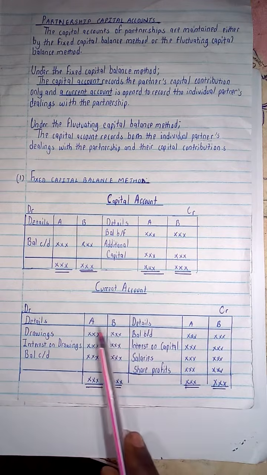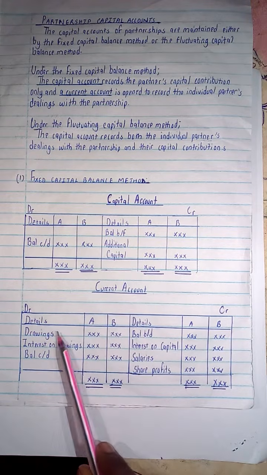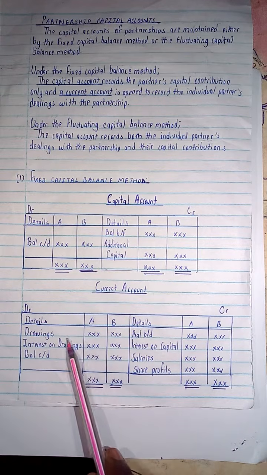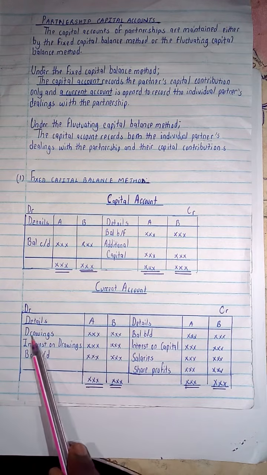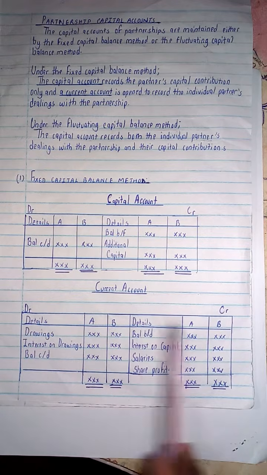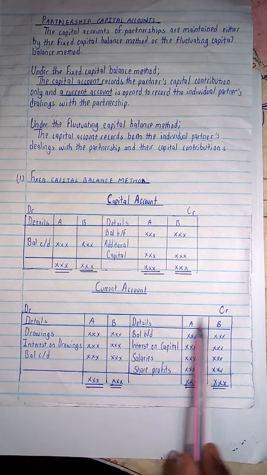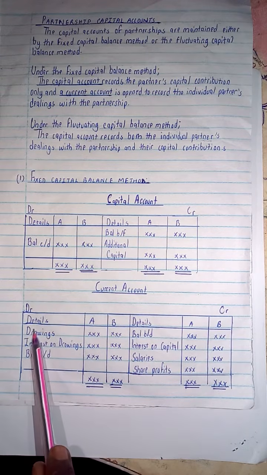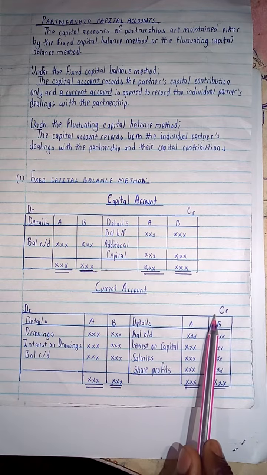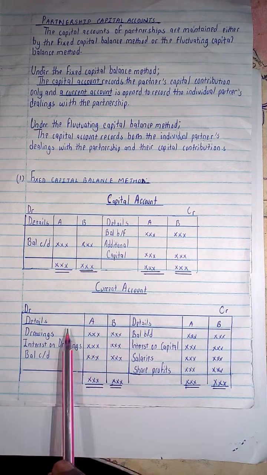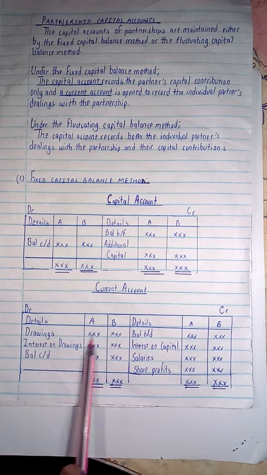And for all the things that will reduce my current account, it will be the drawings. If I told partner A or B, we removed some money from the business, which are the drawings, it will reduce the current account, meaning that if at all my current account is to reduce, it will reduce from the debit side, meaning that if at all I want to reduce the capital account, it will reduce by debiting, which I have done here.